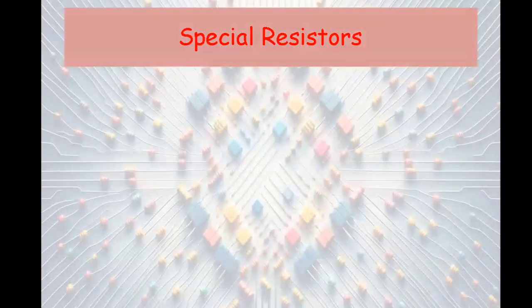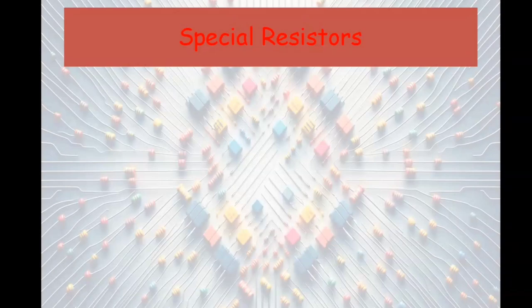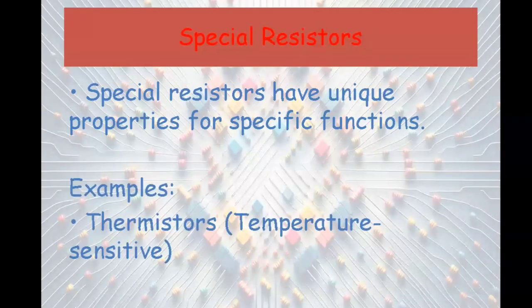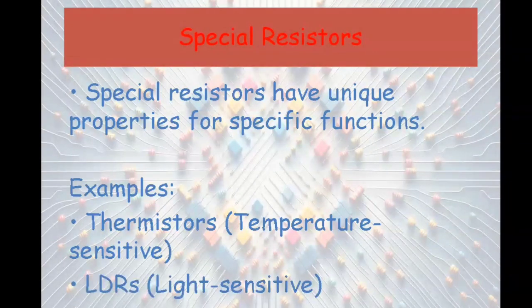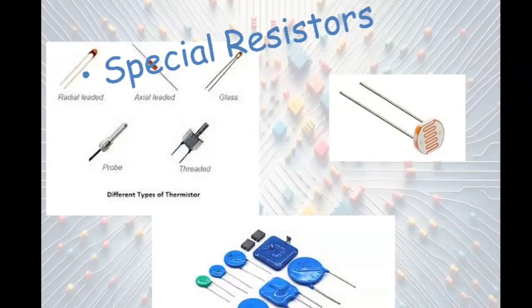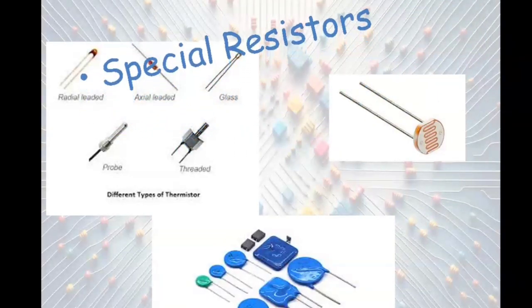Now we have the special purpose resistors. What exactly are special purpose resistors? They are used for some unique, specific functions. For example, thermistors are temperature sensitive resistors which respond to a change in temperature. LDRs are light sensitive resistors, which respond to a change in light intensity. Then we have the varistor, whose resistance changes according to a change in voltage. So these are some types of variable special resistors.